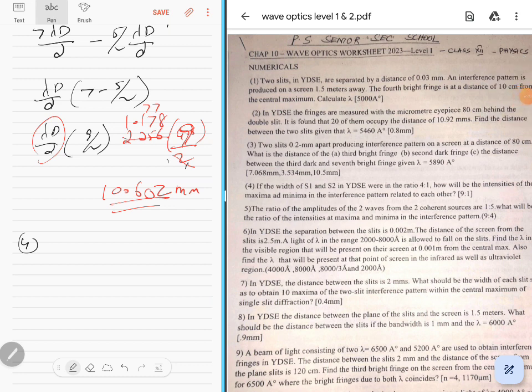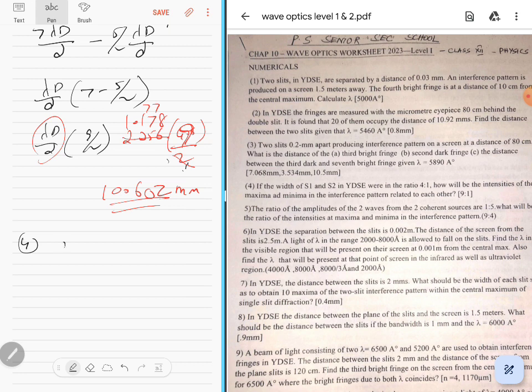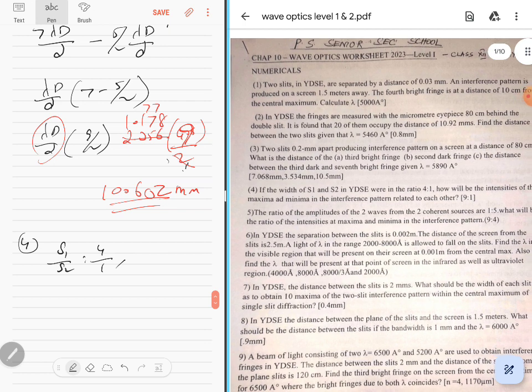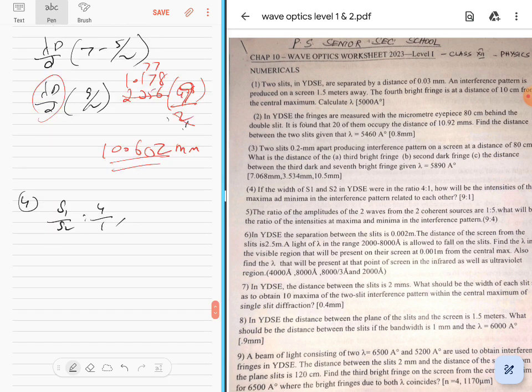The widths of the slits S1 and S2 in Young's double slit are in the ratio 4:1. How will the intensities of the maxima and the minima in the interference pattern be related? You should know that the intensity is directly proportional to slit width. So according to me, I1 by I2 will also be in the ratio 4:1.